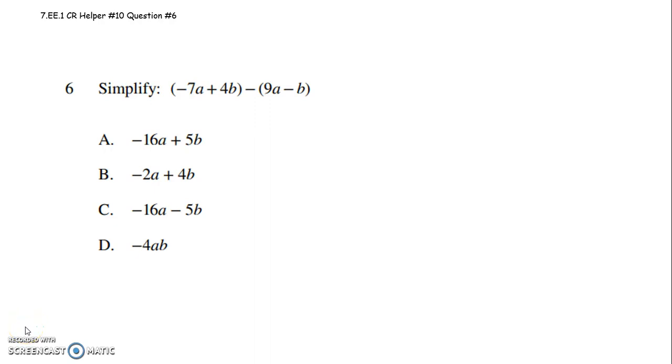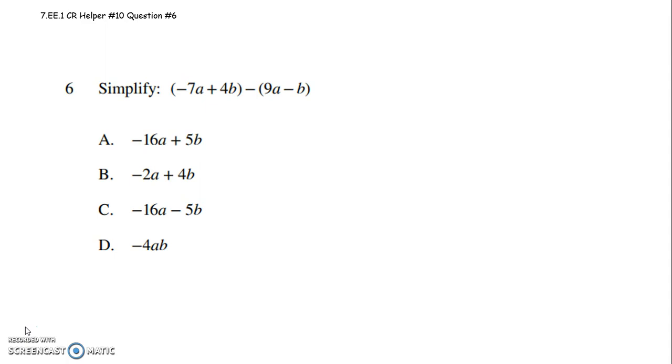All right, 7th graders, this is to help you with question 6 on CR number 10. It says to simplify, and the first expression they give you is negative 7a plus 4b, and then you're going to subtract off 9a minus b.